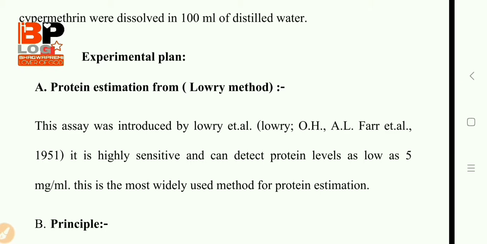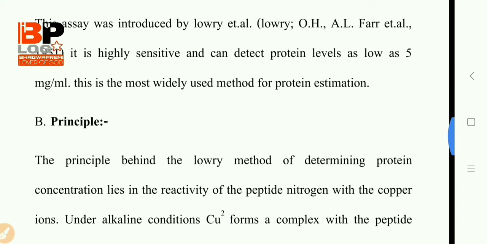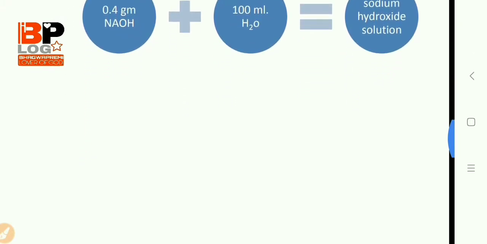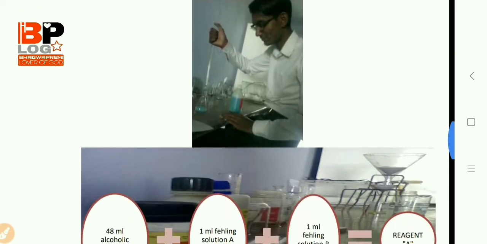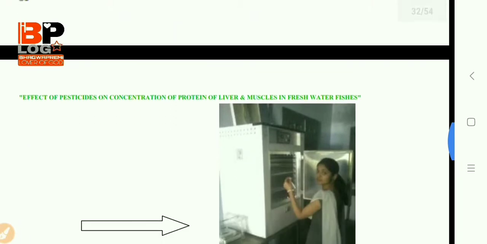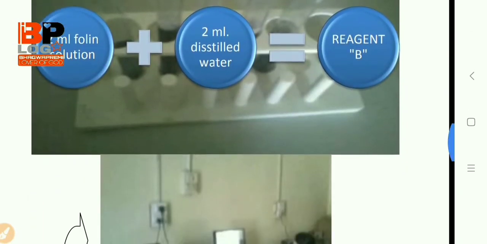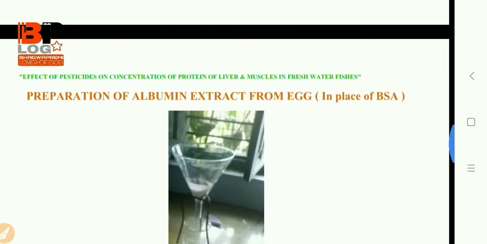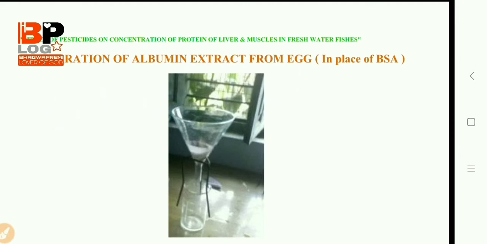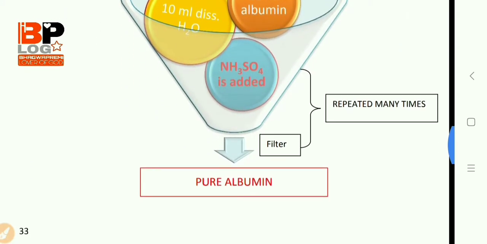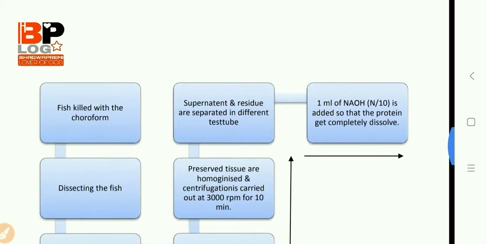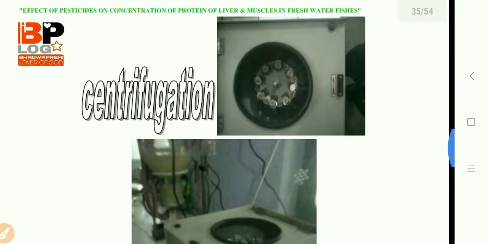Experimental plan, protein estimation by the Lowry method, principle, reagents, incubation, absorption, reading and graph plotting, preparation of albumin extract from egg, preparation of protein extract from normal phase, centrifugation, homogenization.